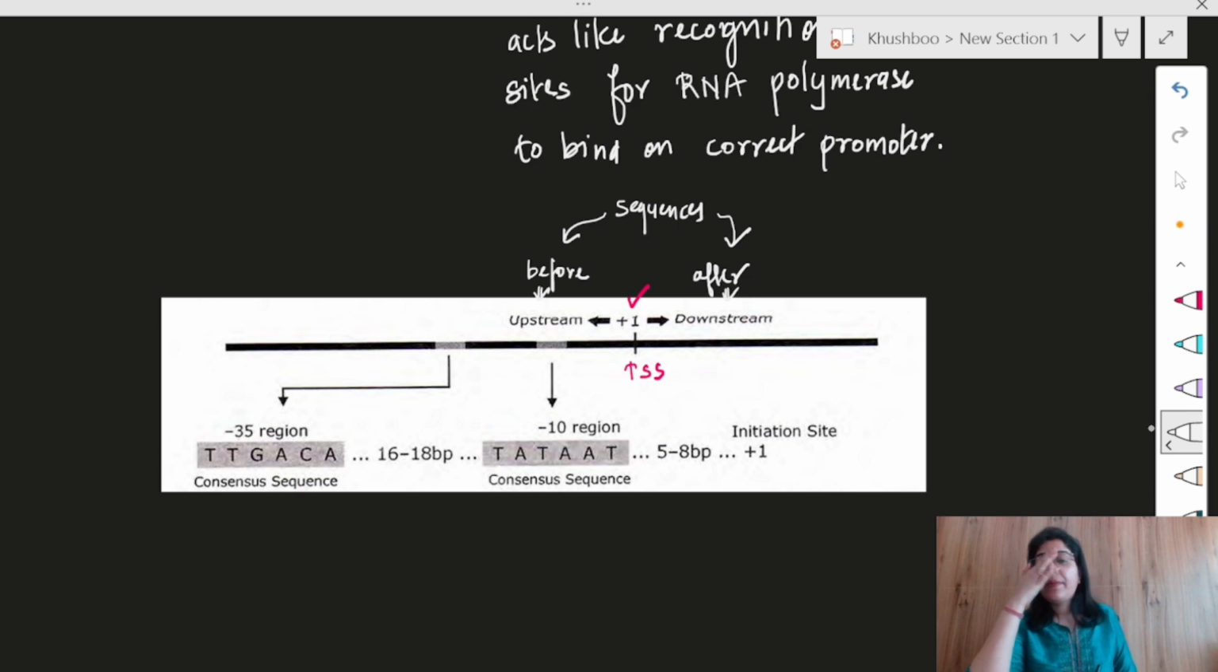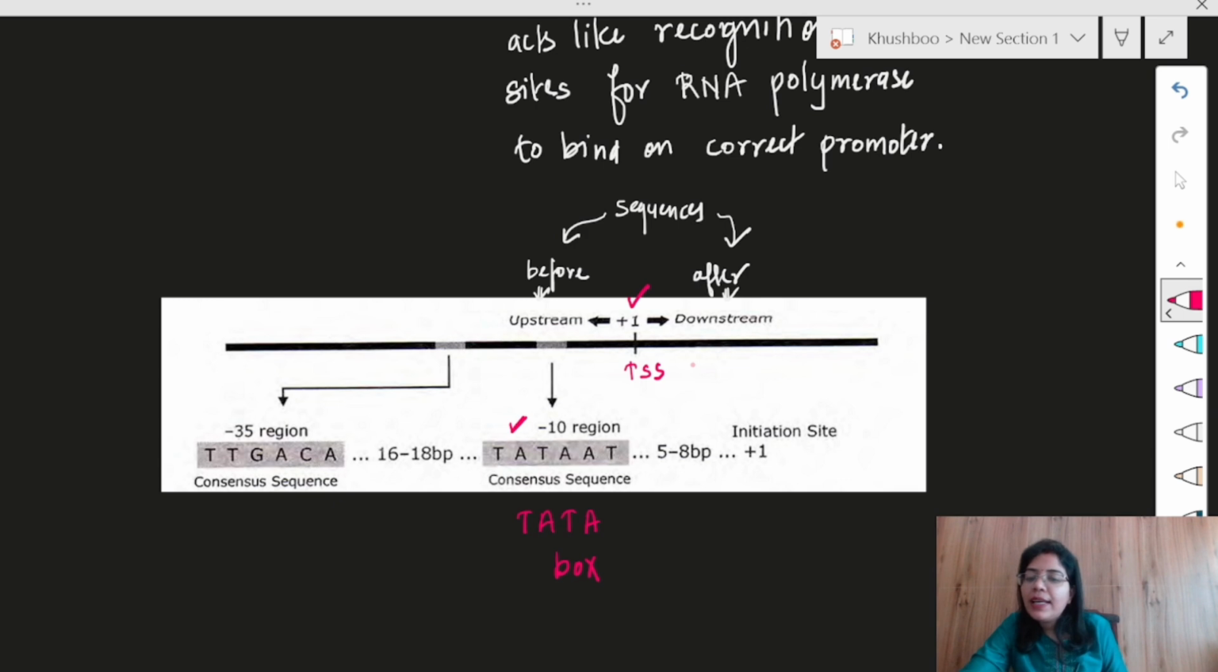For the sequences before the transcription start site, you can see the position: if this is +1, then going before this it will be 0, then -1, -2, -3, -4, -5, like this. And if we go after +1, it will be +2, +3, like this. At the -10 region, you will have some specific consensus or conserved sequences, which is called the Tata box. Why? Because this sequence is rich in TA.